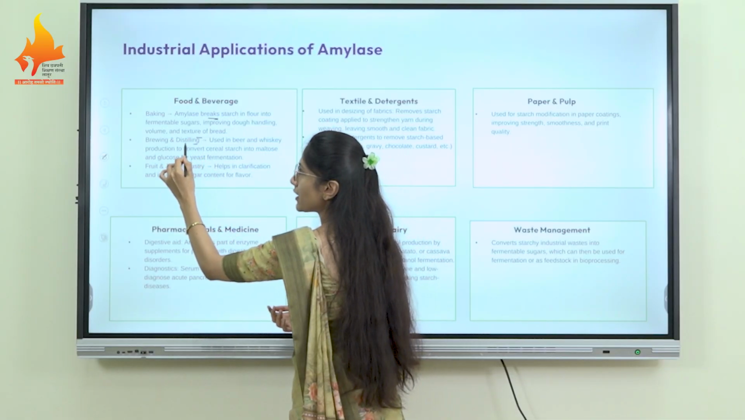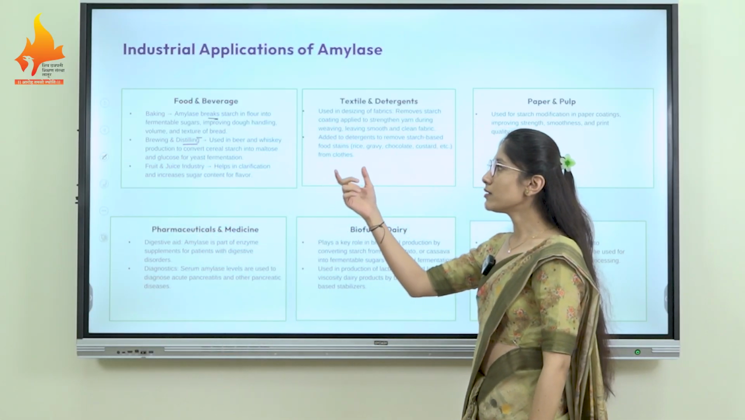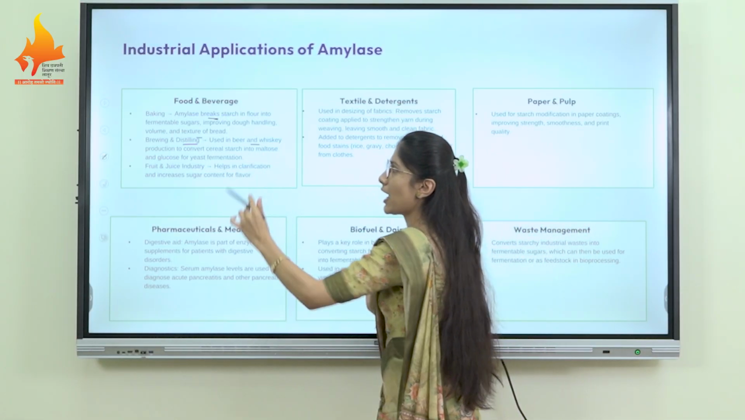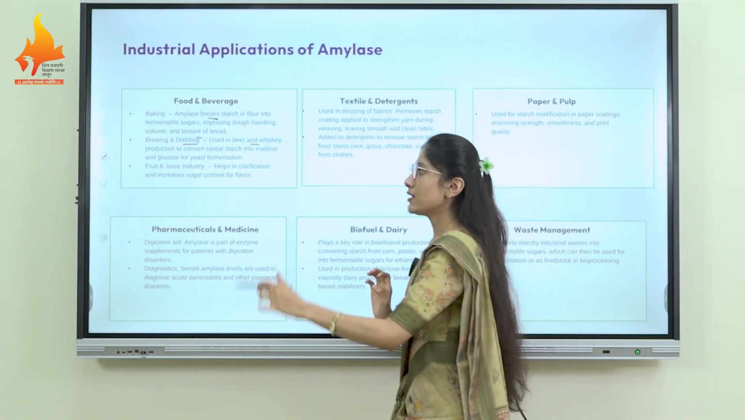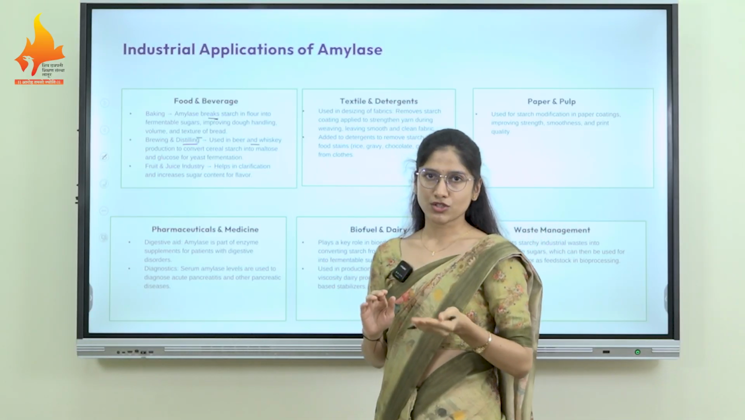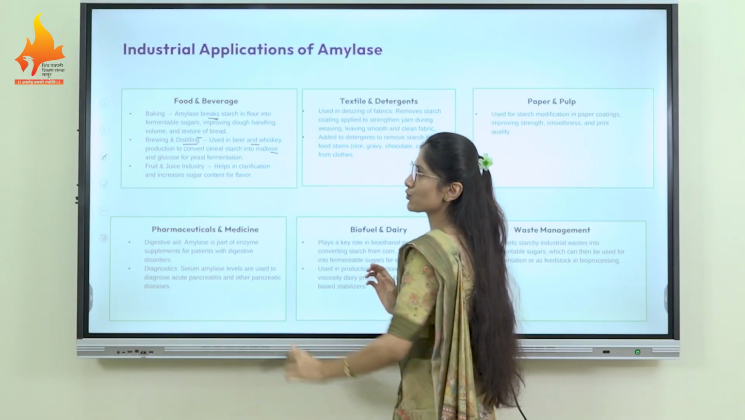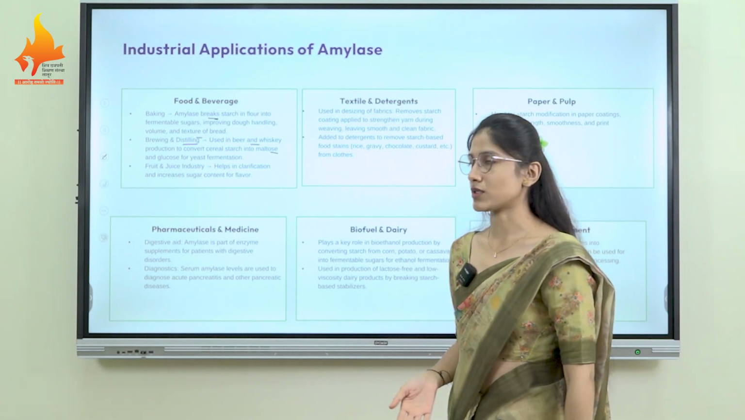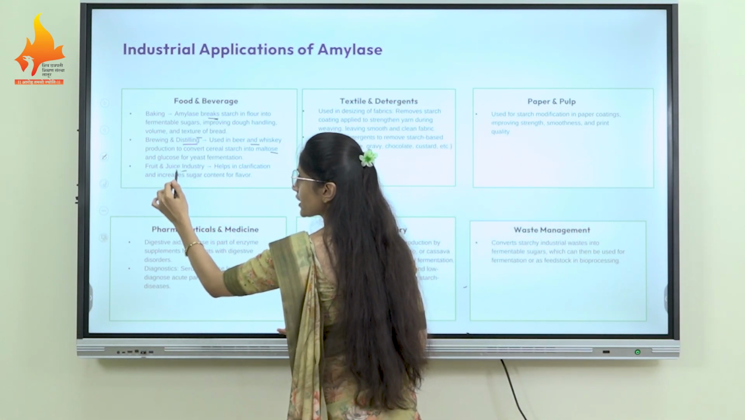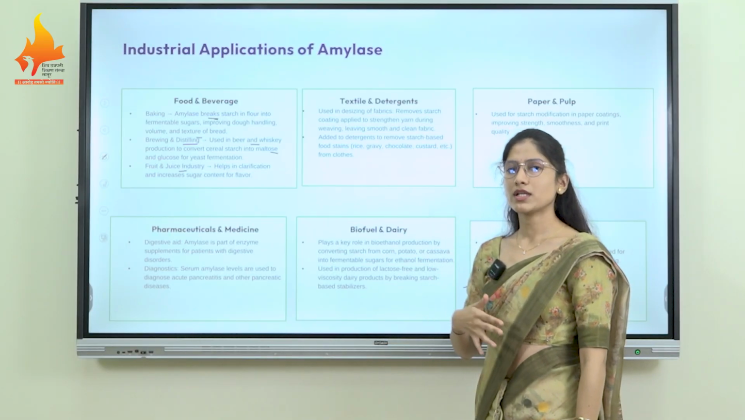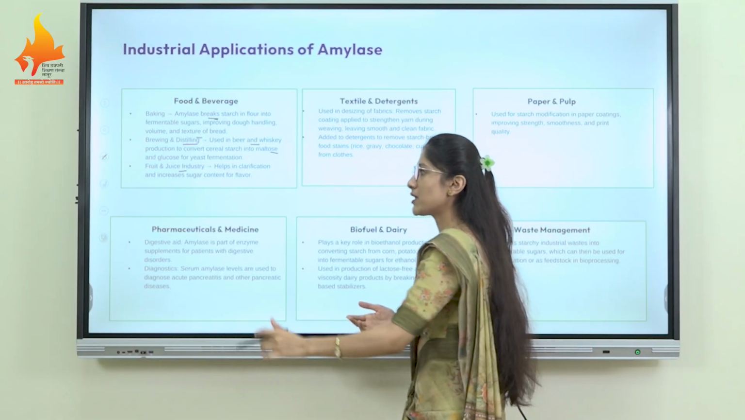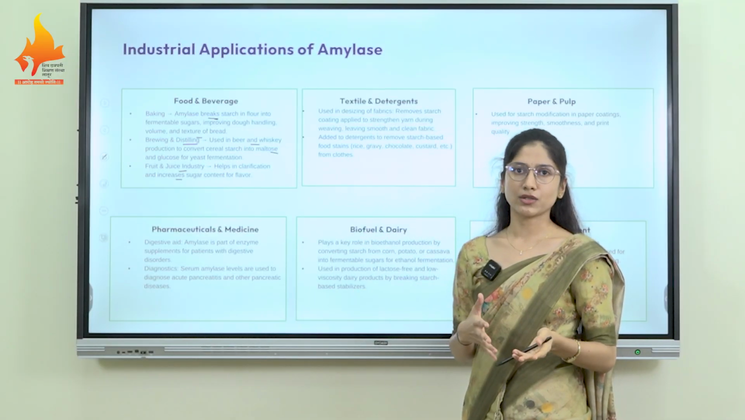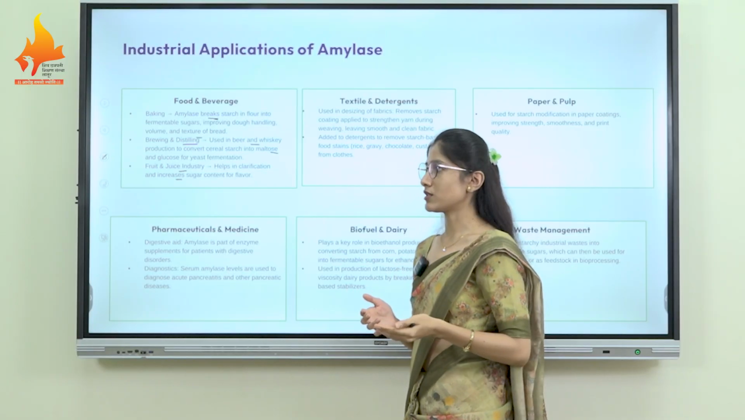Next is the brewing and distilling industry. In this industry, amylase enzyme is used in beer and whiskey production, where cereal starch is converted into maltose sugar. Also, it is converted into glucose for the yeast fermentation process. Then it is also used in the fruit and juice industry for clarification purposes, which basically increases the sugar content to enhance the flavor of the fruit or juices.